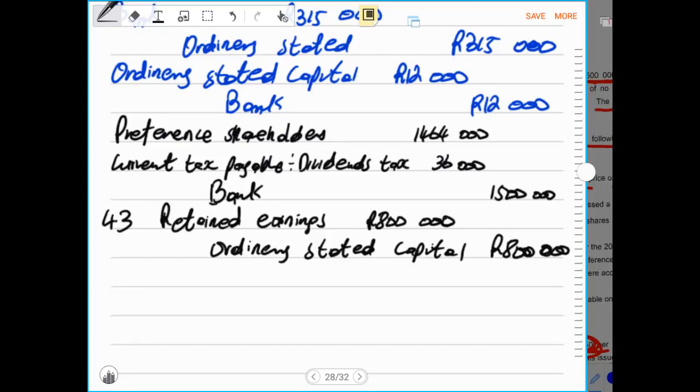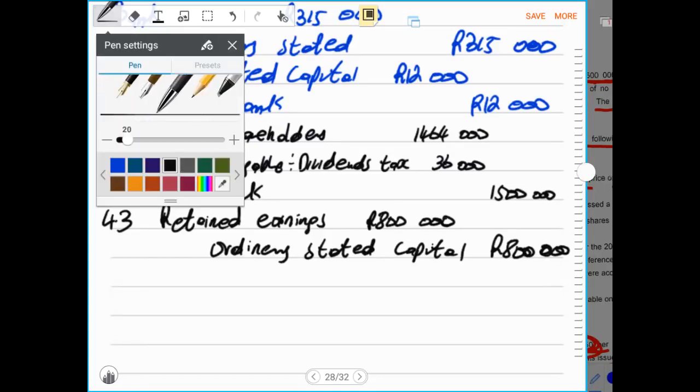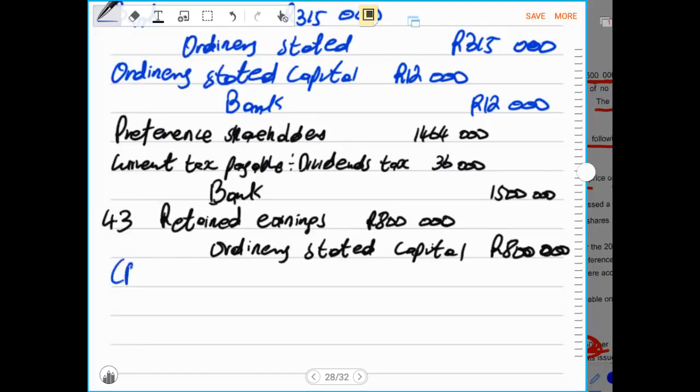There's nothing else. You can perhaps show the calculations somewhere, where you first say 800,000 times 1 divided by 4. That will give us 200,000 shares. Then you multiply the 200,000 shares by 4 rand, and it will give us 800,000 rands. So now we have touched base on that.